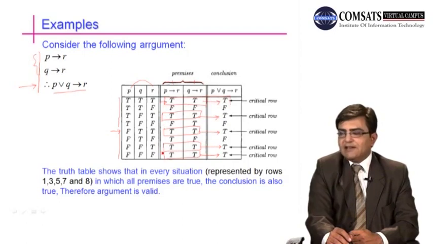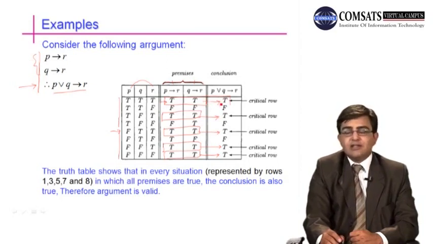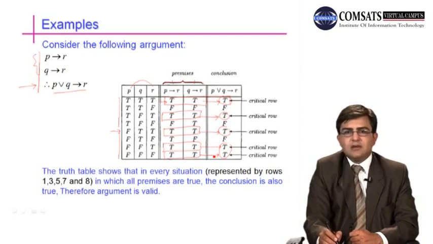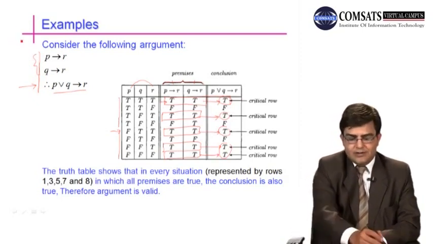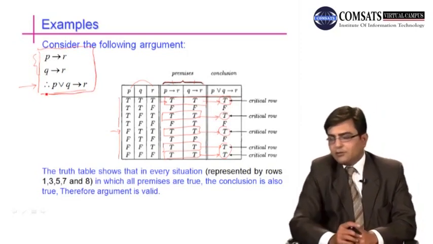So first we identify the critical rows to identify whether the argument is valid, and next we see whether corresponding to each critical row the truth value in the conclusion column is also true. Here we have true, here we have true, here we have true, and also here we have true. So the given argument is a valid argument.